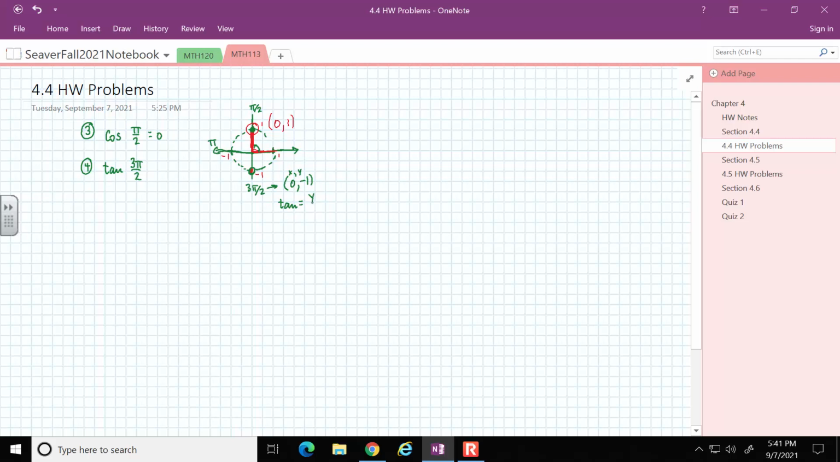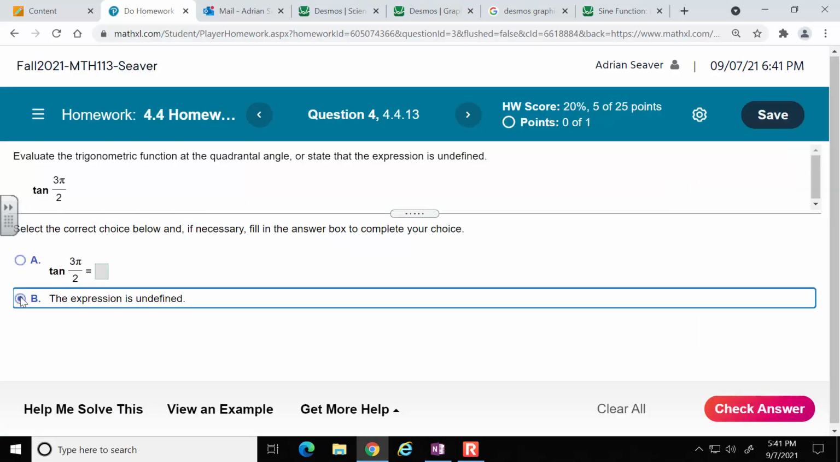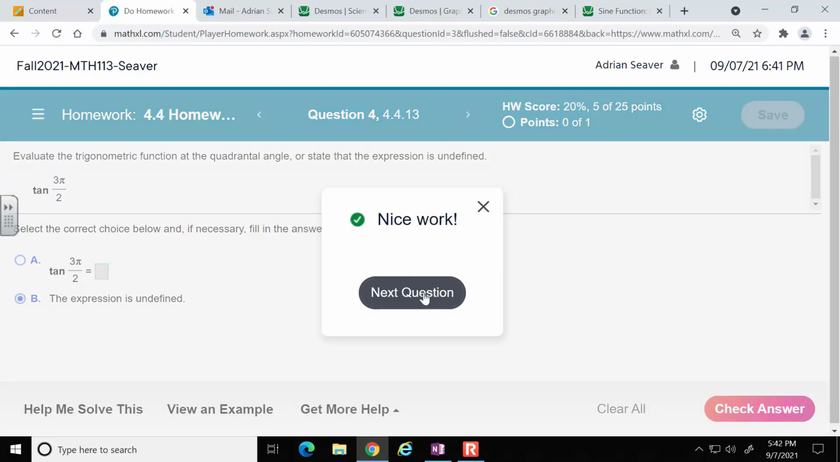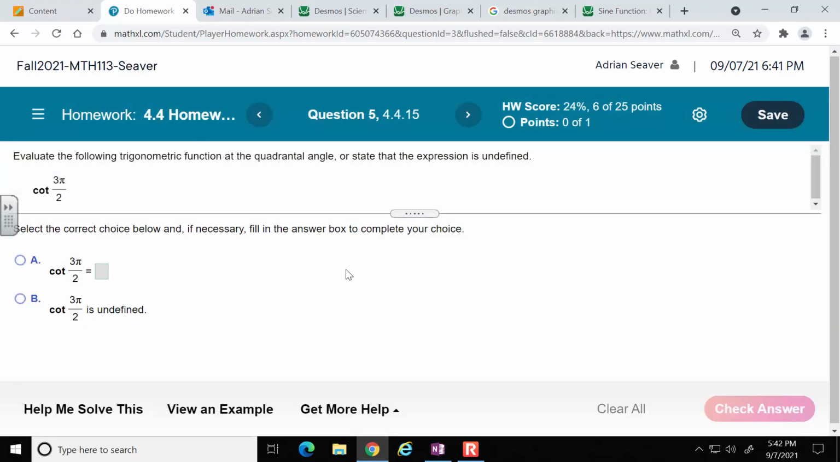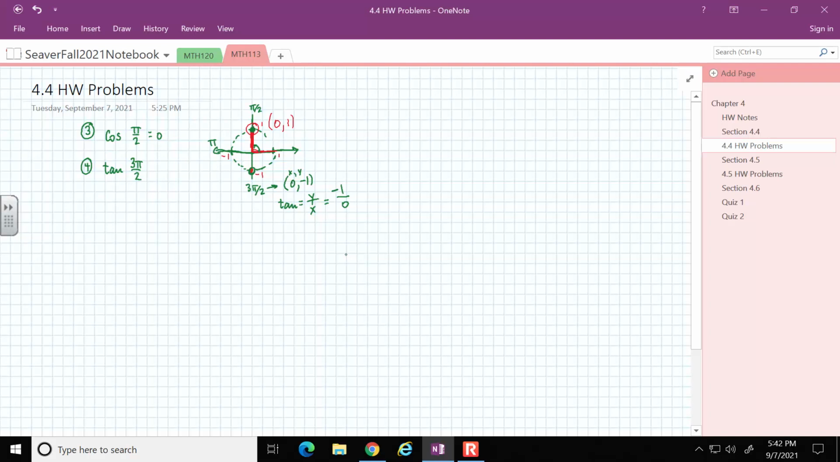So the tangent, which we're saying is y over x, or sine over cosine. That means we're going to take our y value, which is -1, and say over 0. Well, you can't divide by 0, so this one is actually undefined. So you come in here and say, expression is undefined. There we go.